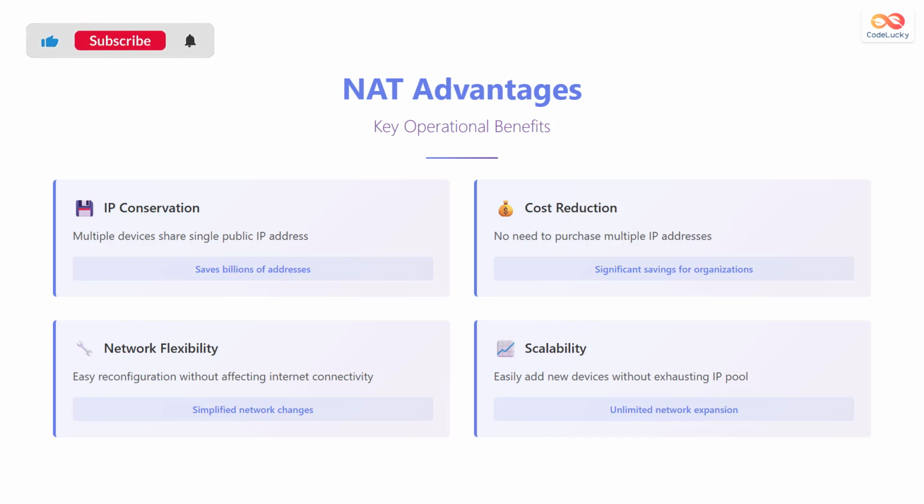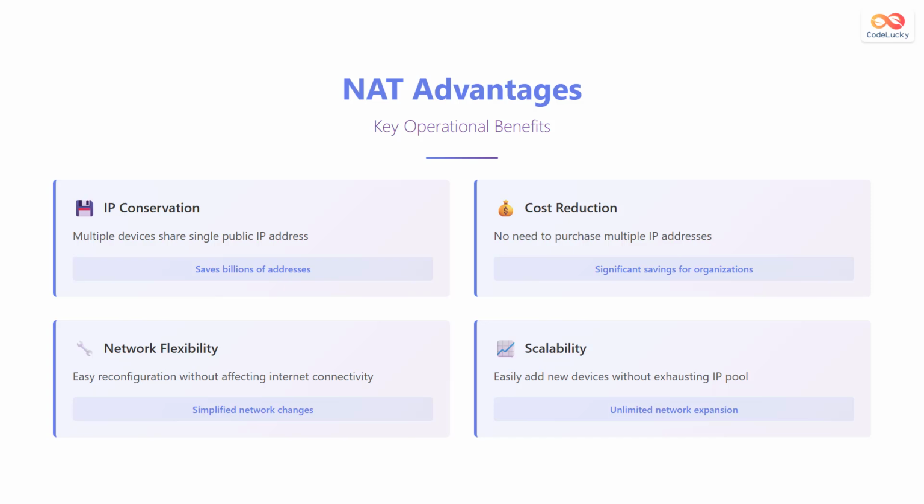NAT provides several key operational benefits. First is IP conservation. The critical advantage is that multiple devices can share a single public IP address. This saves billions of addresses. Second is cost reduction. Organizations don't need to purchase multiple public IP addresses, resulting in significant savings.